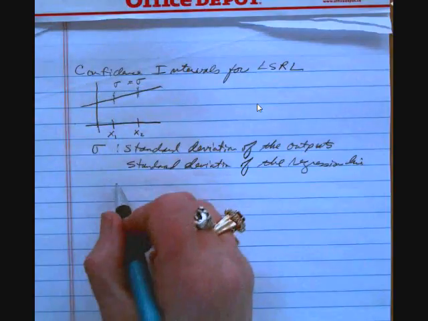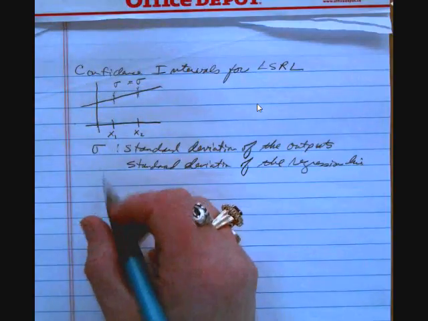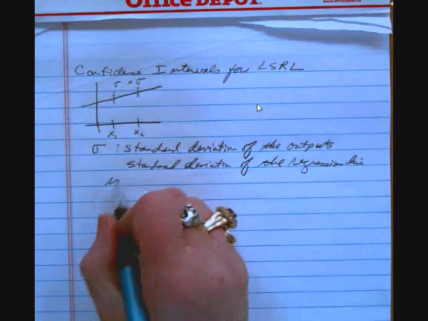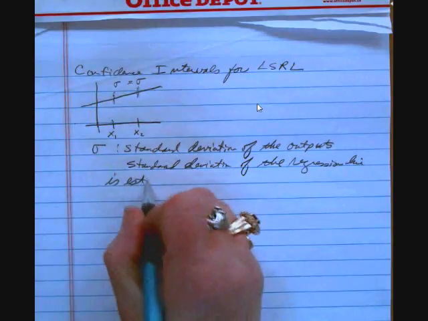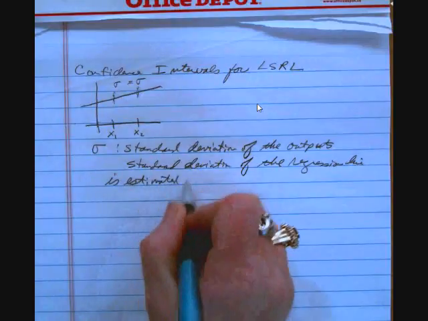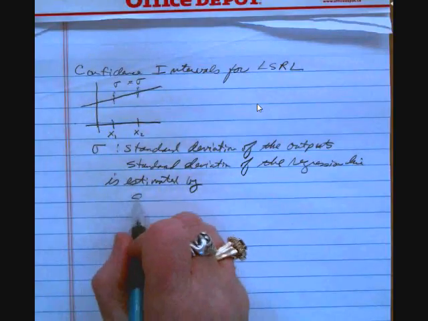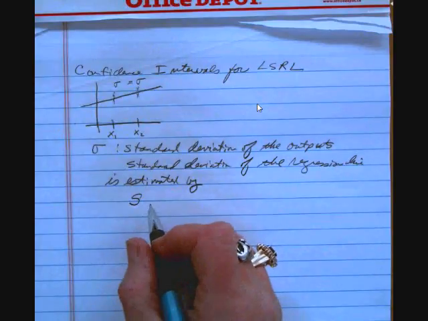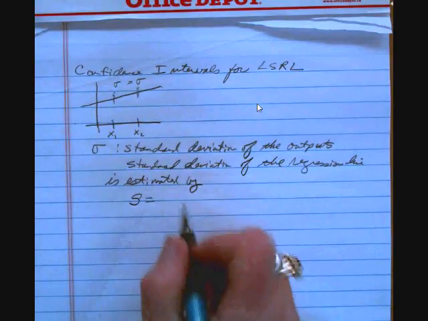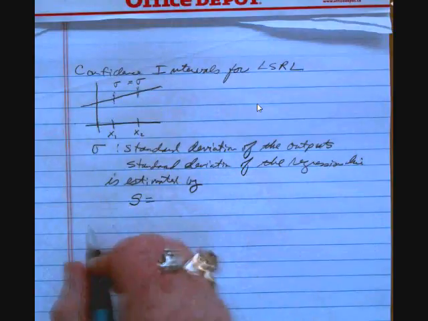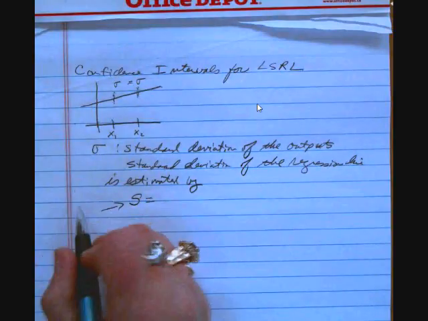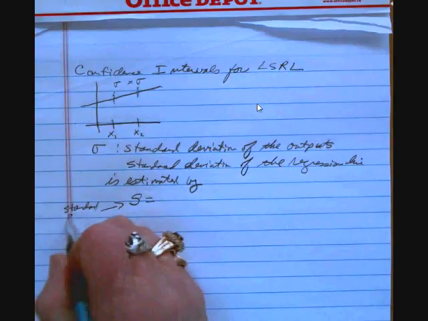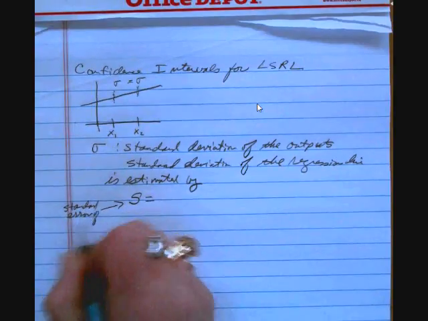We don't know what that population standard deviation is, but we're going to estimate it by S, it's always abbreviated S, and you saw an S written down somewhere in the output from your homework last night. And this S is called the standard error of the regression line.